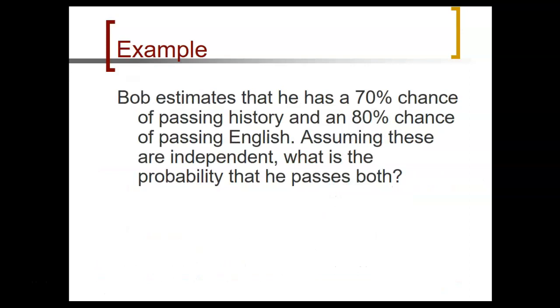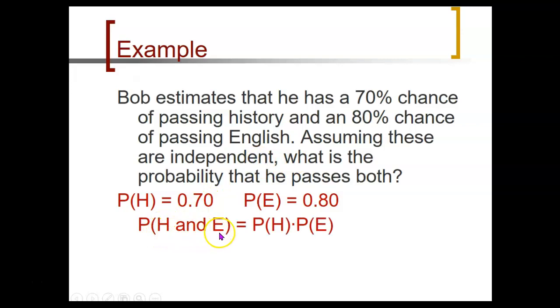Next example, Bob estimates that he has a 70% chance of passing history and an 80% chance of passing English. Assuming these are independent, what is the probability that he passes both? Notice that word both. This is an and question. We're asking for the probability of passing history and English. We know the probability of passing history is 0.70. We know the probability of passing English is 0.80. So the probability of passing history and English, we would just multiply those together. The probability of passing history times the probability of passing English. 0.70 times 0.80 is 0.56.